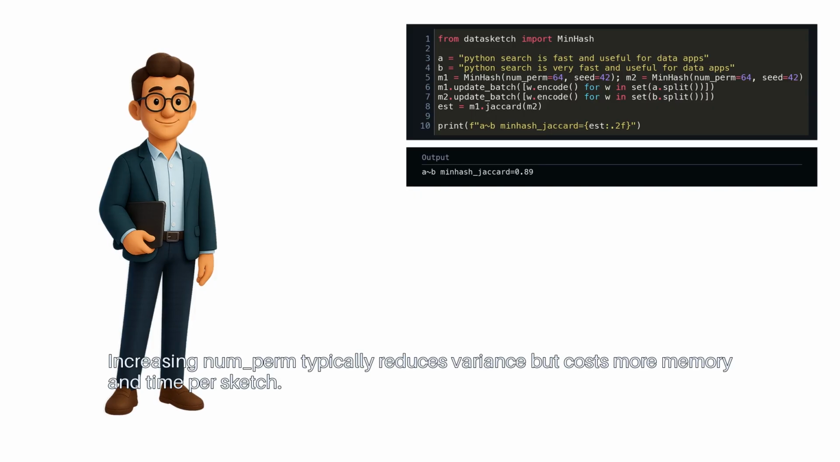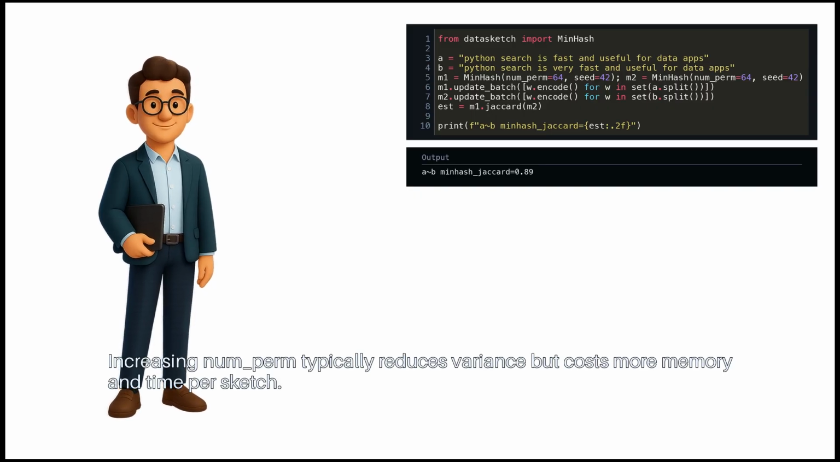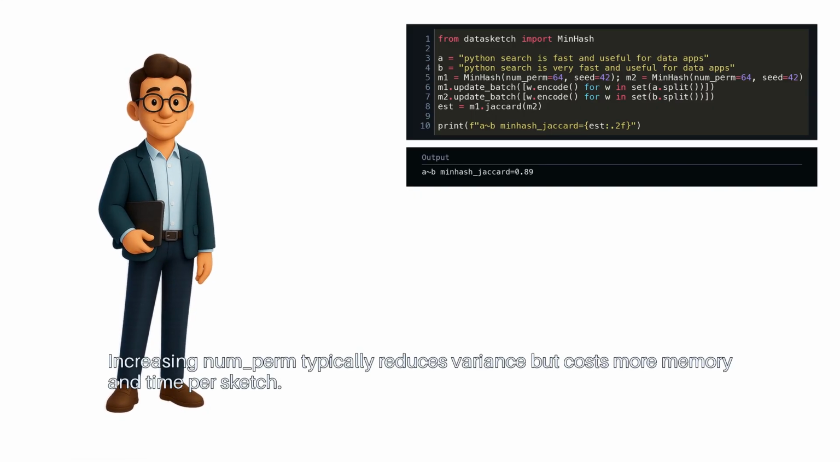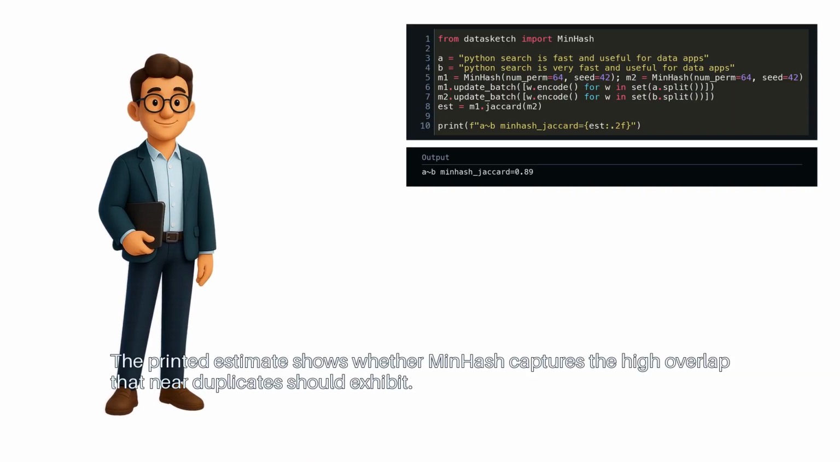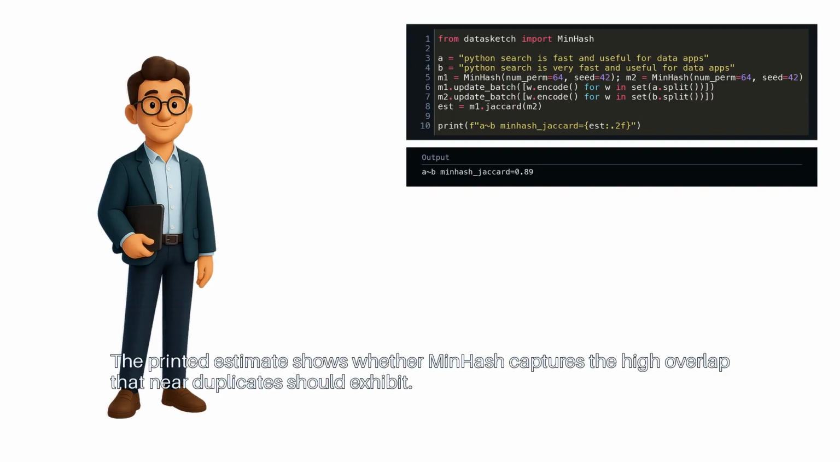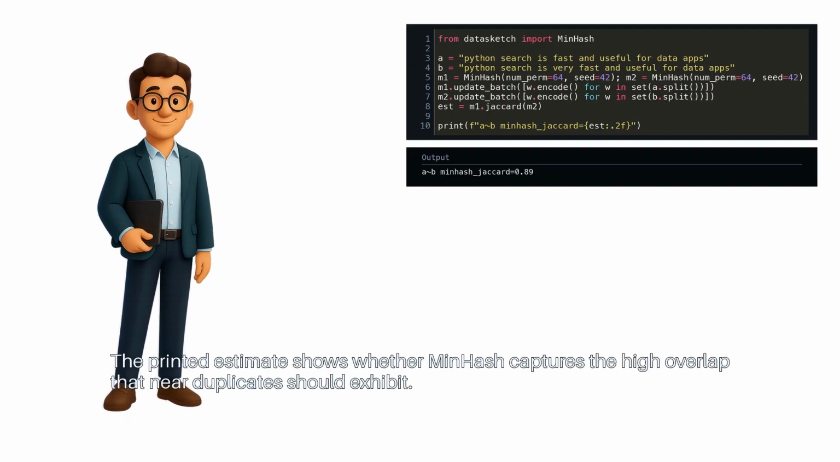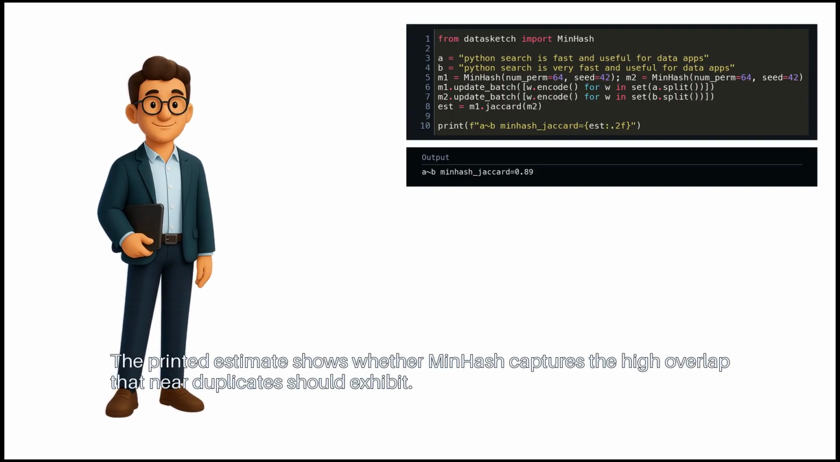Increasing num_perm typically reduces variance, but costs more memory and time per sketch. The printed estimate shows whether MinHash captures the high overlap that near duplicates should exhibit.